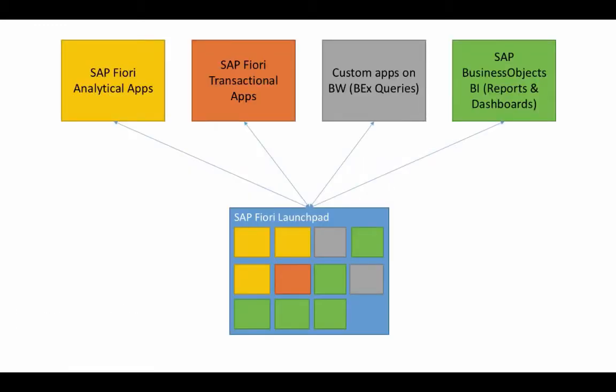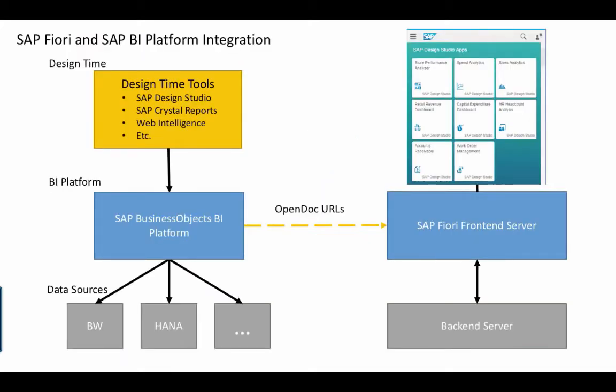So this particular customer wanted SAP Fiori Launchpad as a single point of entry. So they wanted analytical apps on HANA, transactional apps talking to ECC, and some custom apps on BW. And in addition to all these things, they wanted to integrate SAP BusinessObjects BI reports and dashboards with the SAP Fiori Launchpad. So this is something that is possible today, and I'm pretty sure it's going to change with time with some better integration capabilities.